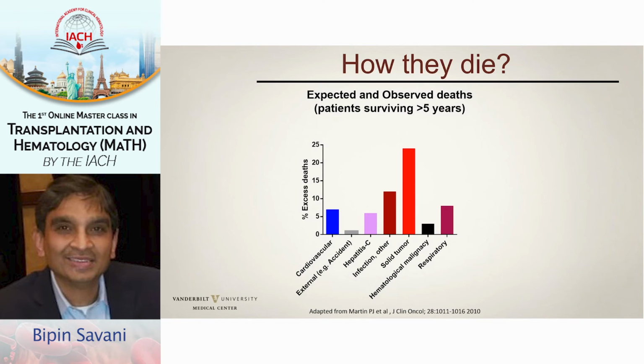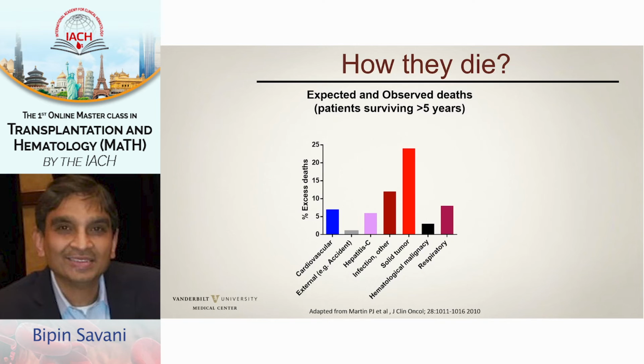Let's review how they die. Most important clue, where we want to invest more money with limited resources, and no one has infinite resources, right? So if we know the causes of death first, then we can prioritize where to target most. The most common cause of late death in patients surviving beyond 5 years is second solid tumor, or second malignancy.